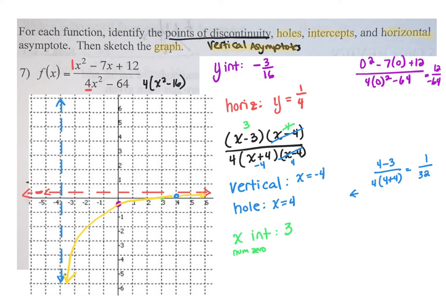You can double check it if you want by just picking -5 and plugging -5 into your equation, and you'll see it's going to be above that horizontal asymptote when you do. So it has to do that kind of curve at the top.